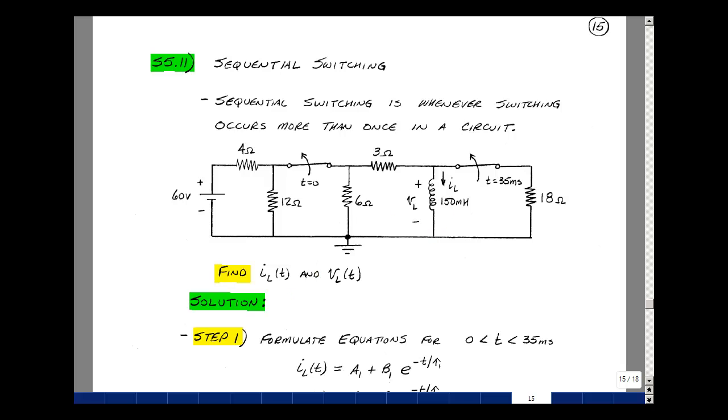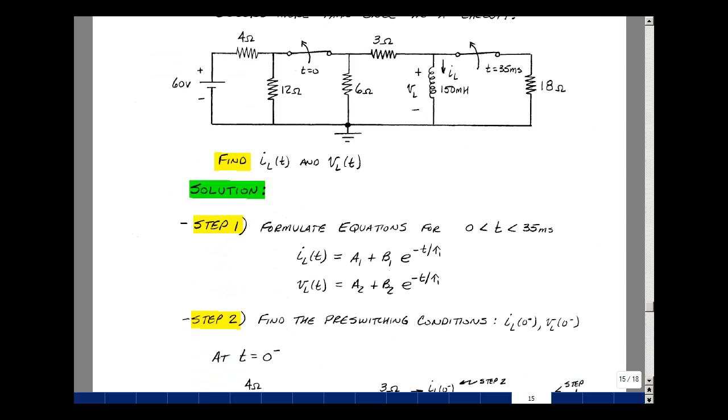Now for t less than 0, both switches are closed, and then as t passes through 0, switch 1 opens up. We really have an example just like we had in the past with a one switch problem. We'll take a look at this 35 millisecond switching in a little bit. So we can use our 6-step algorithm to analyze this first switch action.